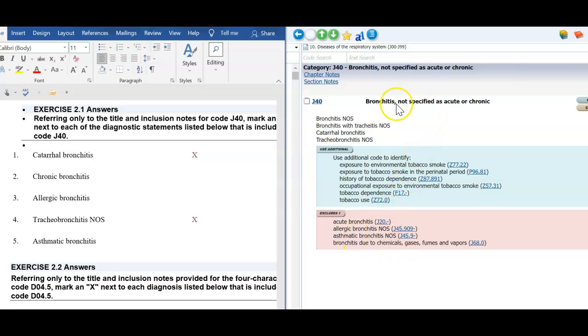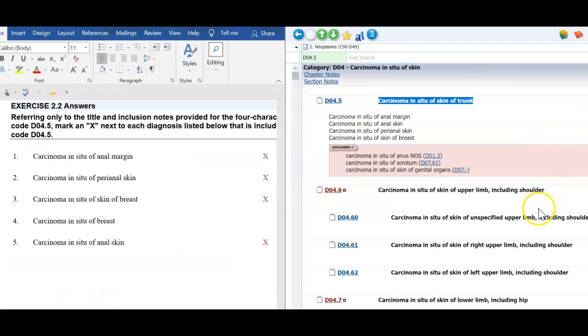And if we look up here, bronchitis not specified as acute or chronic. So once again, that's why we're not checking chronic either. So if anybody has any questions on 2.1, hopefully this helps you understand what needs to be included and not included.